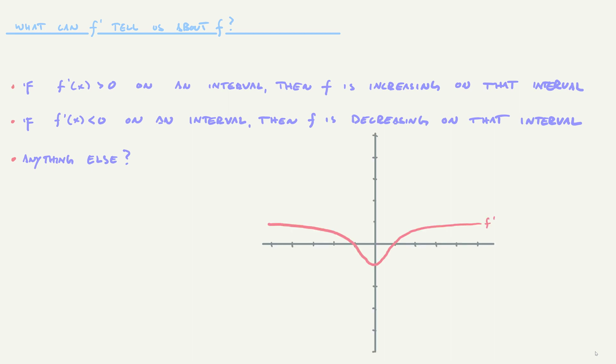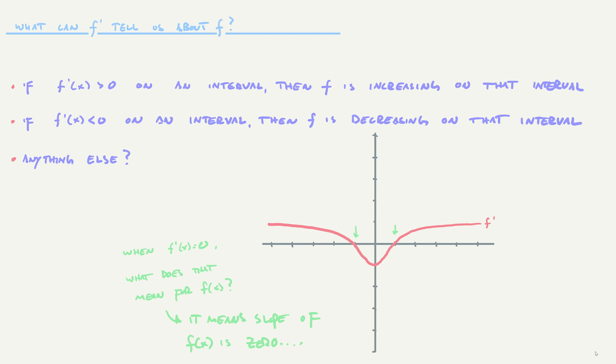Well, consider this graph of f prime of x. And maybe what I want to do is graph the original function. We've talked a lot in previous videos about what it means for f of x when f prime of x is equal to 0. It means that the slope of f of x is 0.